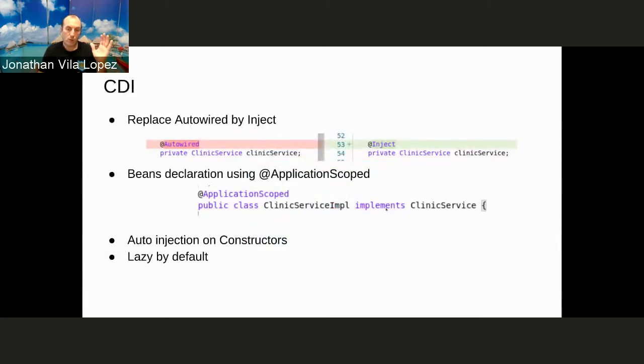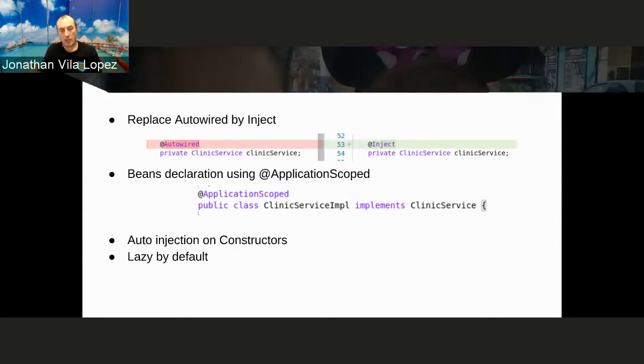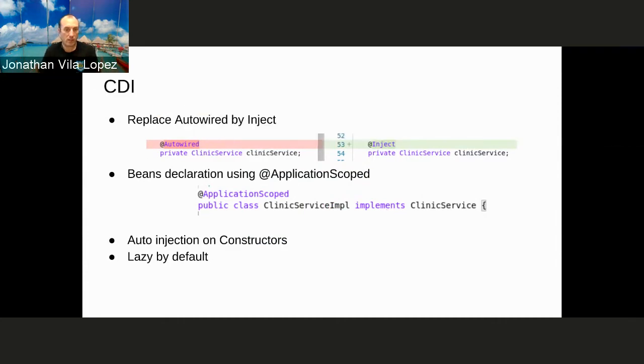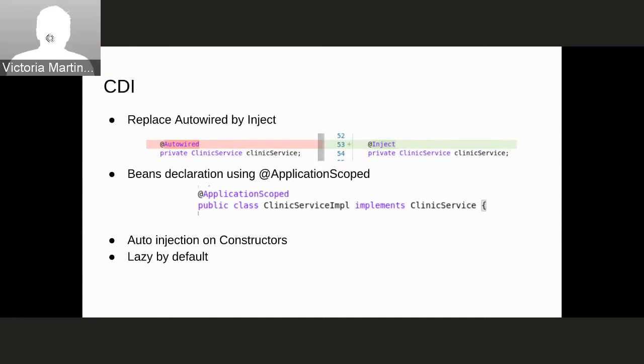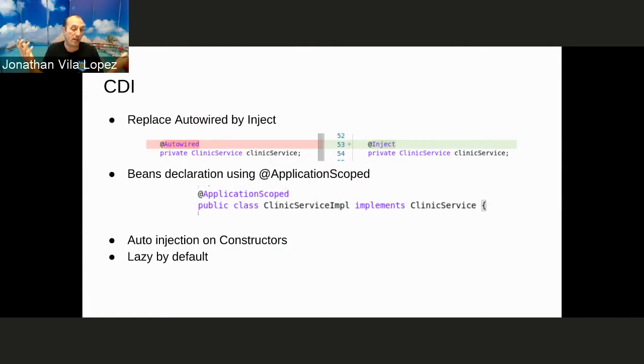Okay, so to replace CDI, it's a matter of replacing the annotation from AutoWire to inject, if you are still using AutoWire. And also, the way you declare beans is using the application scoped annotation. You will have auto injection on constructors, and also it is lazy by default, so it's perfect for boot time.